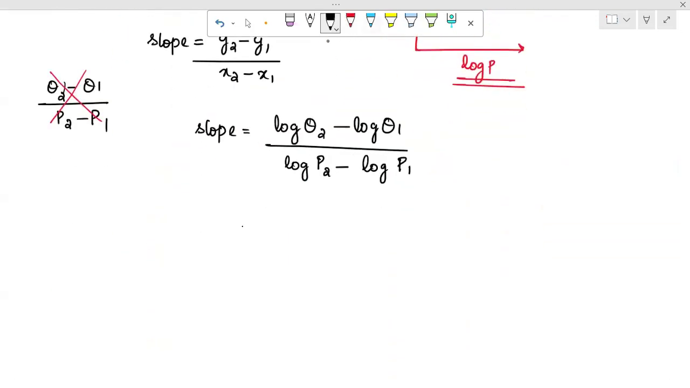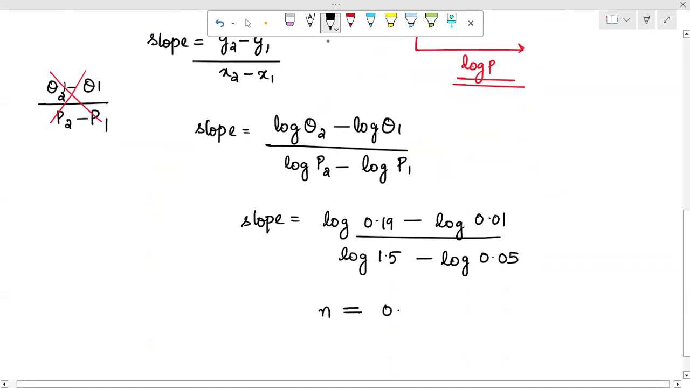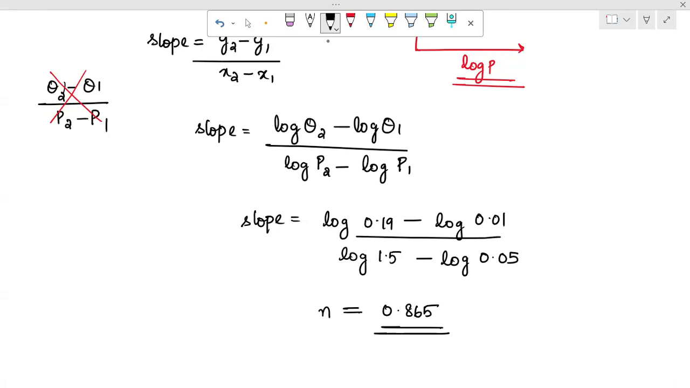So when we plug those values, slope is equal to log of 0.19 minus log of 0.01, the whole divided by log of 1.5 minus log of 0.05. Now you can use your calculators to find the value. The value of n is going to be equal to 0.865. This is the value of the slope that you get.